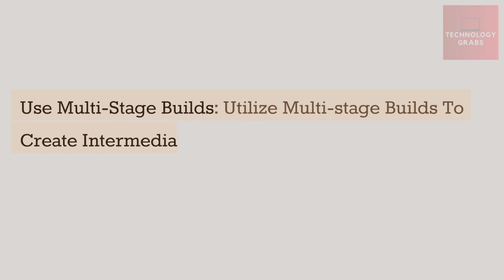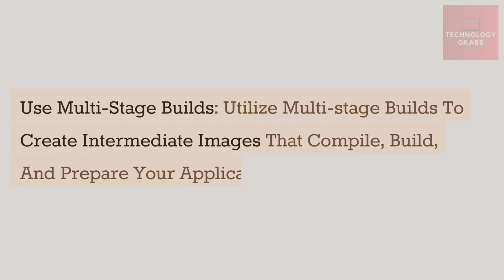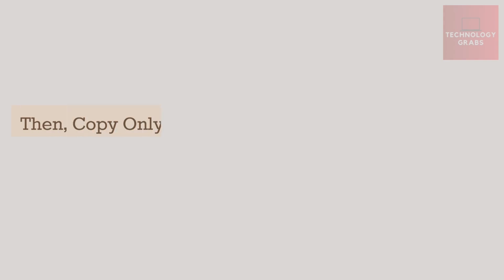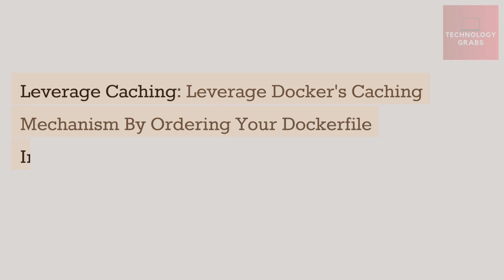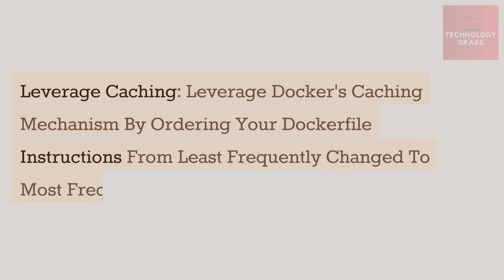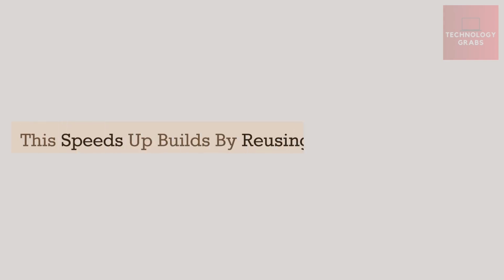Use multi-stage builds. Utilize multi-stage builds to create intermediate images that compile, build, and prepare your application. Then, copy only the necessary artifacts to the final image. Leverage caching. Leverage Docker's caching mechanism by ordering your Dockerfile instructions from least frequently changed to most frequently changed. This speeds up builds by reusing cached layers.